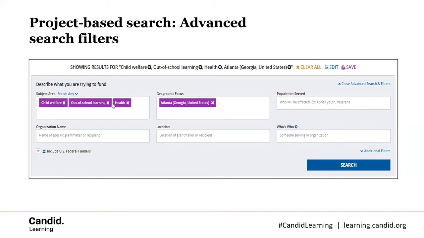It says match any of these terms right now, but if you want them all matched in the foundation profile, you'll click on that little downward blue arrow key, and it will change to match all. Geographic focus, again, this is the most popular way to use the advanced search features. You always want to know where the work is being conducted. I can add a population group served here if I wanted to. I'm going to leave it blank and just click search.